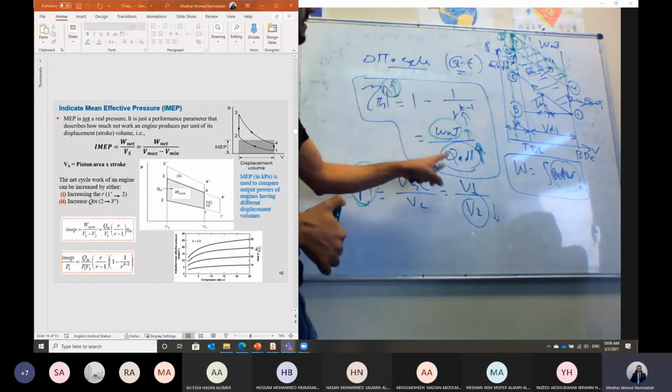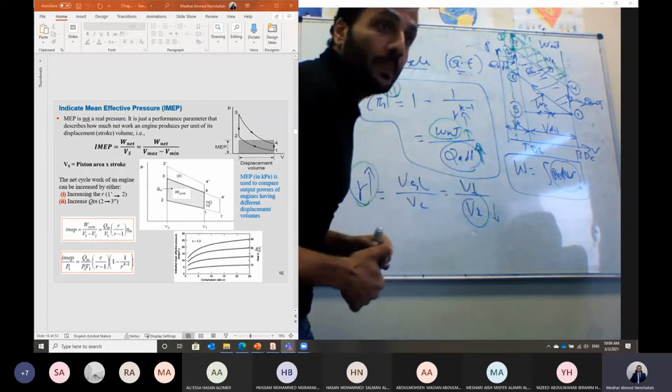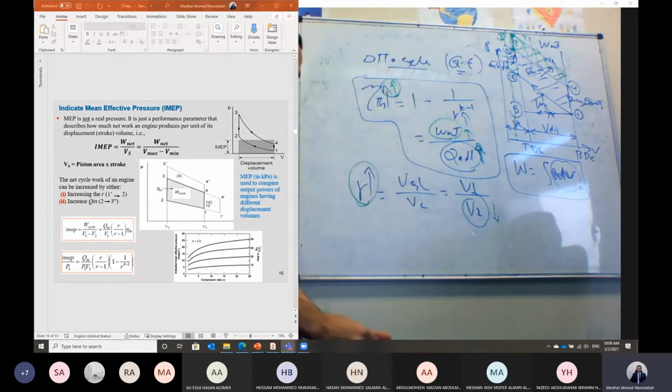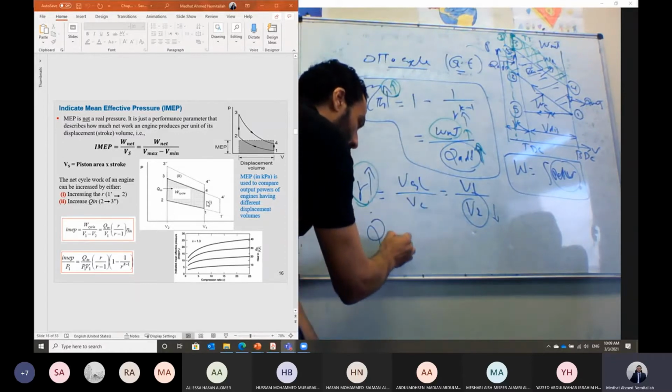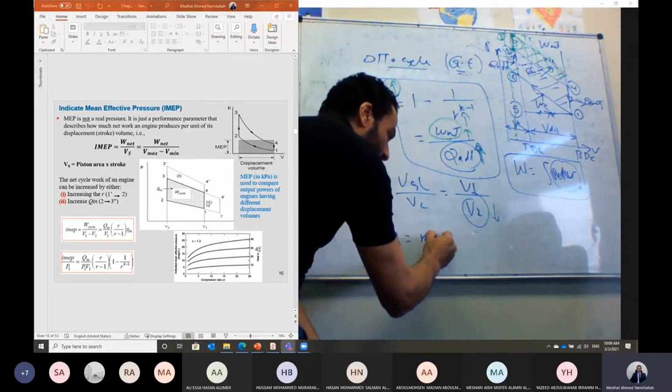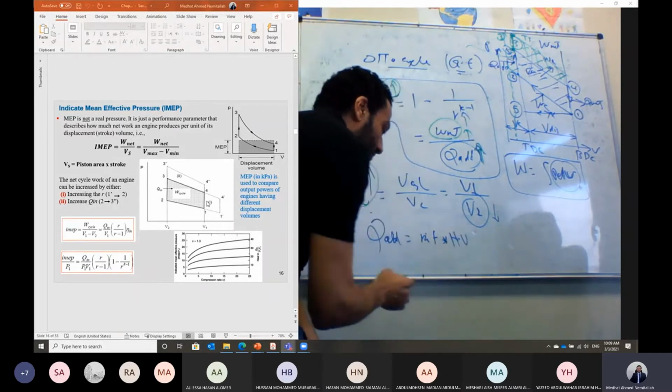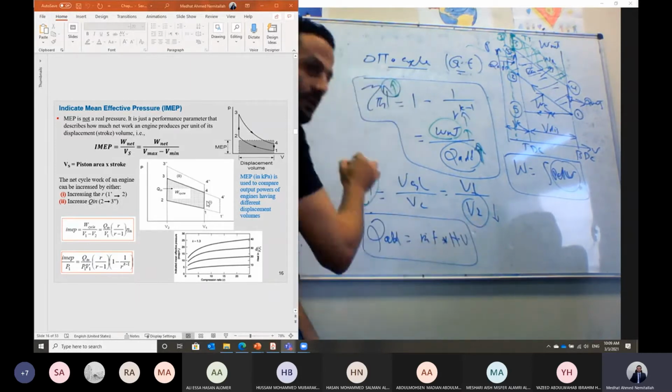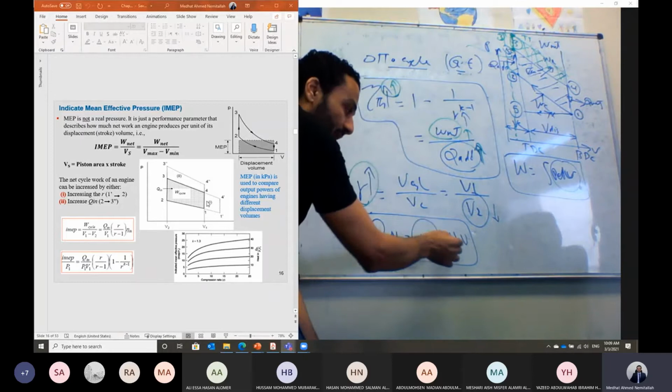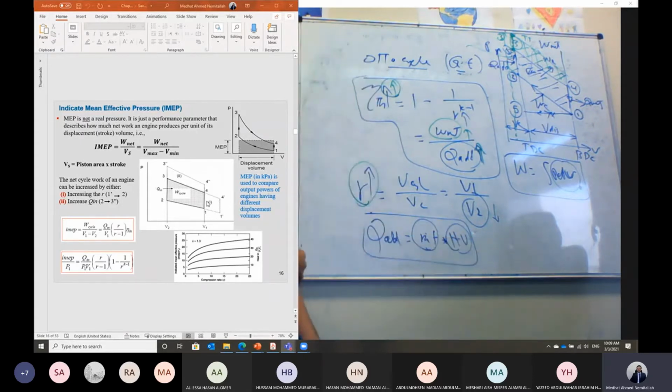So how can we increase the Q added to the engine, the amount of heat added to the engine? Q added is equal to what? It is equal to m dot fuel multiplied by the heating value of the fuel. We are burning the fuel at a given mass flow rate, and this is the energy content of the fuel, which is the heating value. That means this is the amount of heat added to the engine.